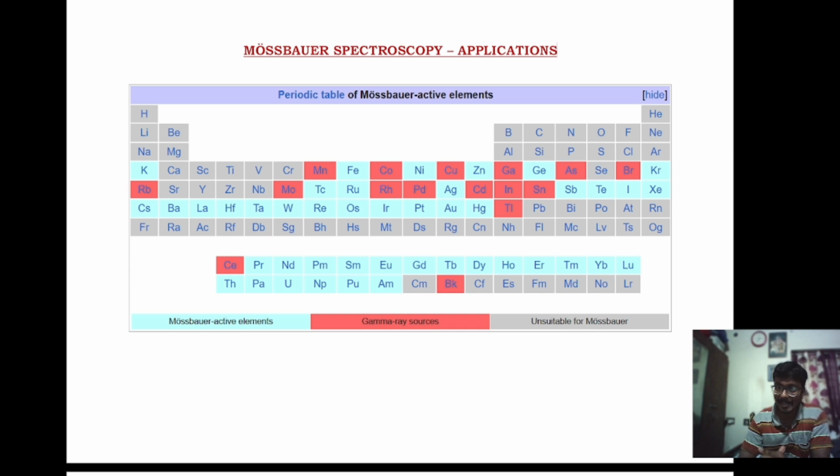Before going to understand the applications, we have to learn why Mössbauer spectroscopy is not that familiar like other conventional methods. See this periodic table, which is very elucidative. Using this periodic table, it is clear that not all the elements in the periodic table are Mössbauer active. See the blue background elements. There are very few elements which are Mössbauer active, and the other elements have a red background.